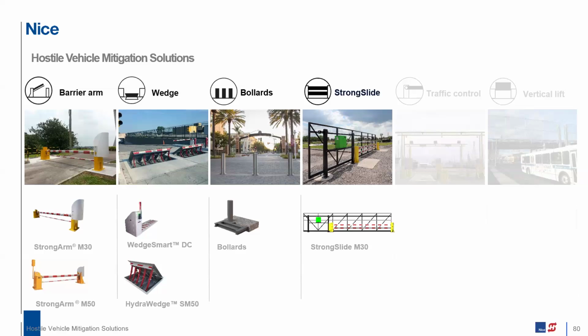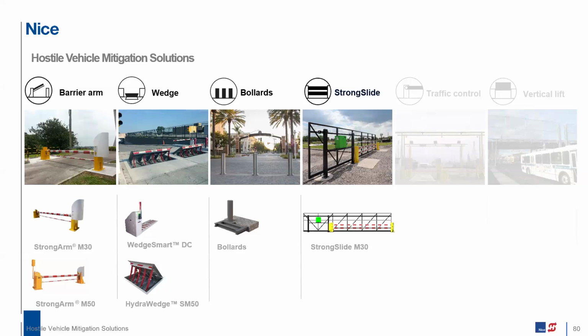Our barrier arm, strong arm there, is a dual arm system. So that lower arm is intended to stop any passenger vehicles or accidental strikes to it. Our Hydro Wedge is also that ASTM F2656 rating with its M50. So that's that 15,000-pound truck traveling at 50 miles an hour. The Wedge Smart DC is a barrier arm and a wedge plate in one. Typically, you're going to see these more at rental car facilities.